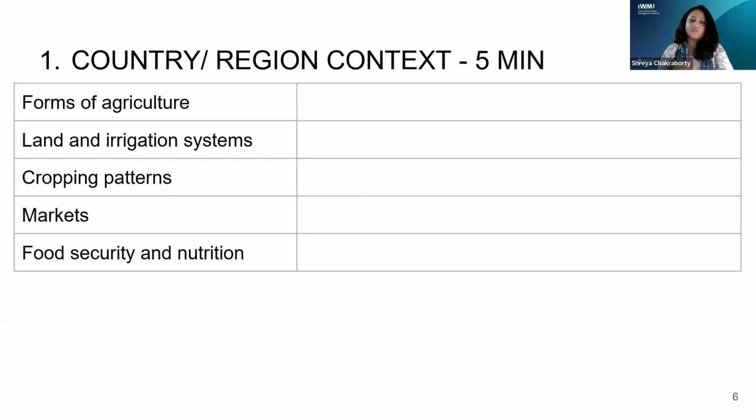So you will first introduce us, because we will be looking at these slides later on and you're presenting it back to us. We would like to know what are the different forms of agriculture, what are the major crops that they grow, for instance, what are the different kinds of agriculture that's done there? What are the major land and irrigation systems? What kind of tenure systems? What kind of irrigation systems are primarily there? What are the major cropping patterns?